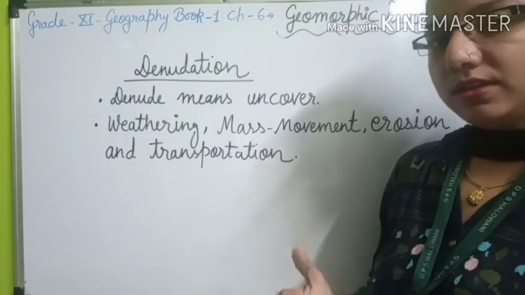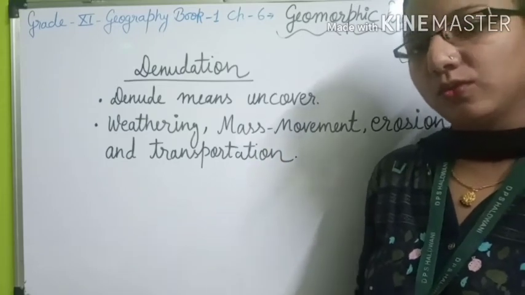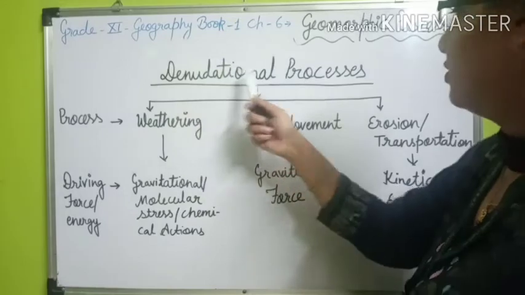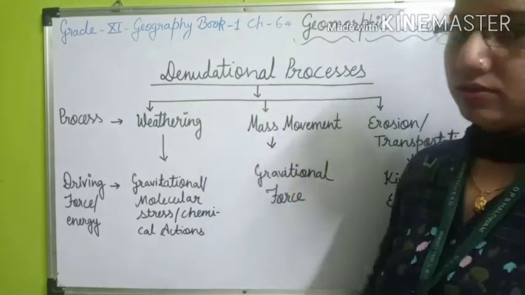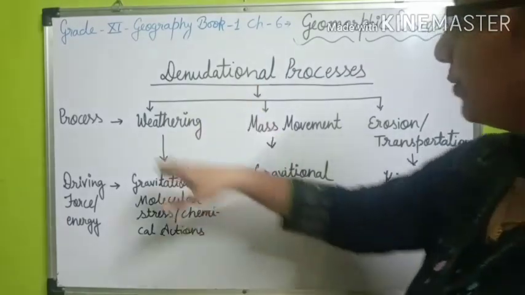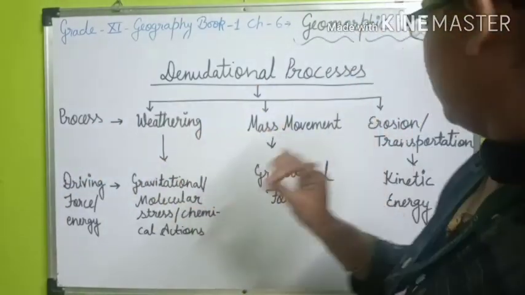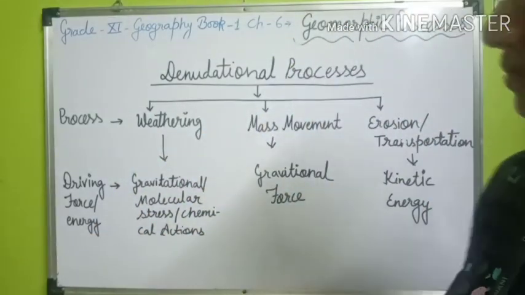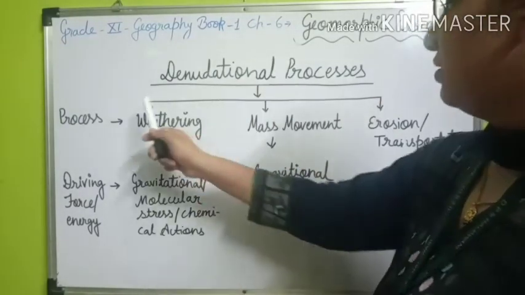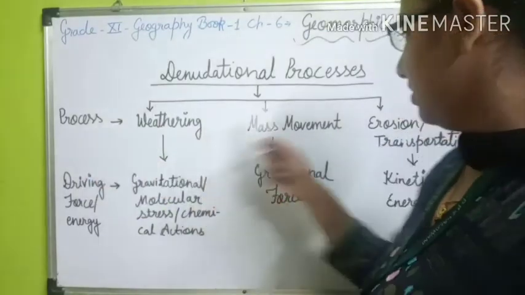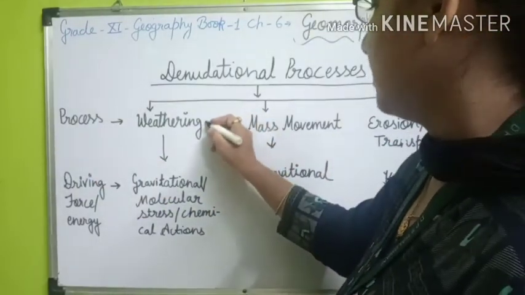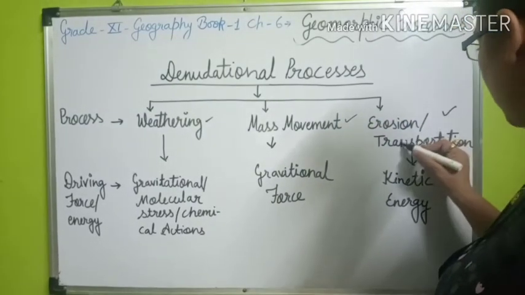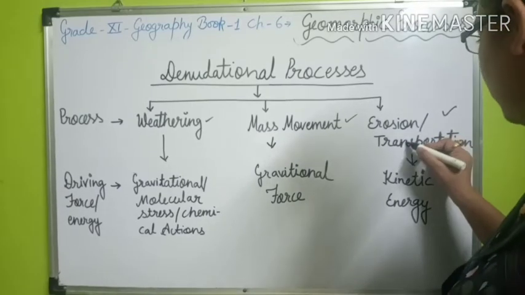So students, we will see a flow chart through which we will come to know what is denudation. So students, to know more about the denudational process, let's see this flow chart through which you will come to know what is the process of the denudation and what are the driving forces and energies behind these processes. So first of all, the denudational process is divided into three parts. The first one is weathering, second is mass movement, and the third is erosion or transportation.